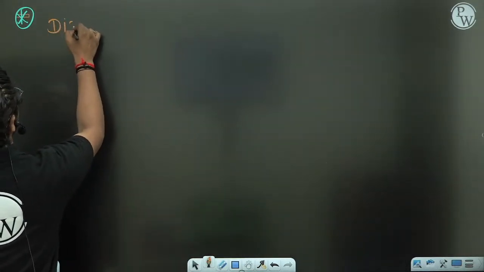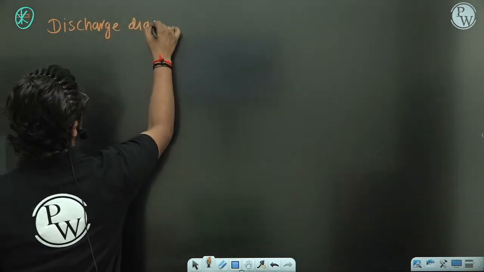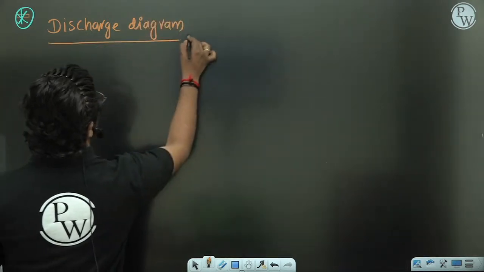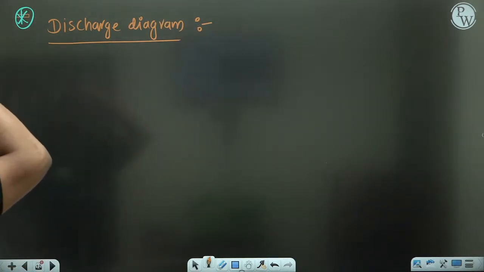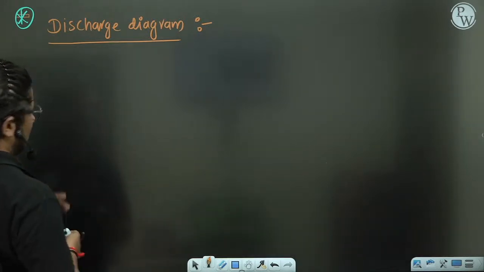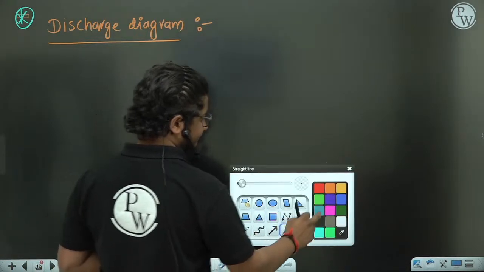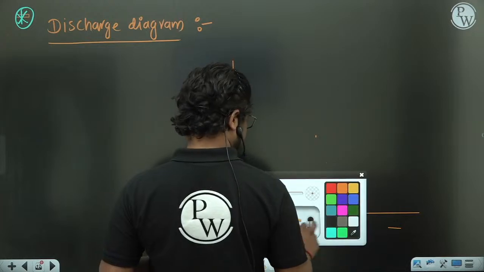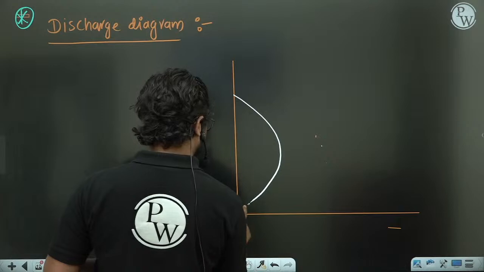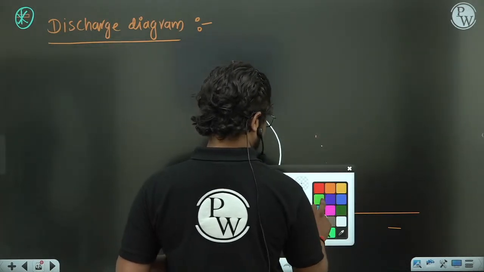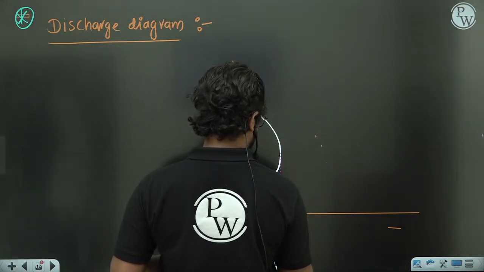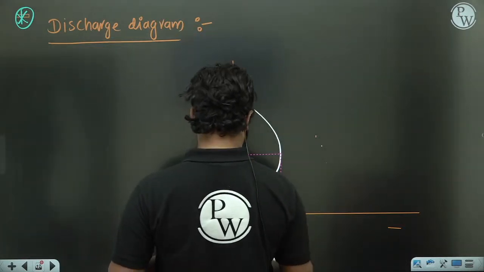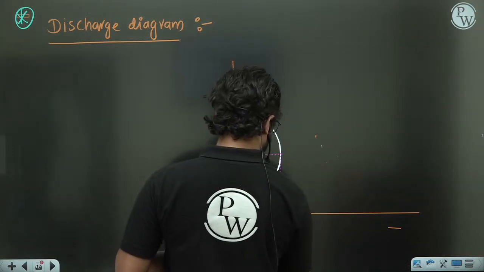Next one is discharge diagram. How does it look like? This is the Q maximum.